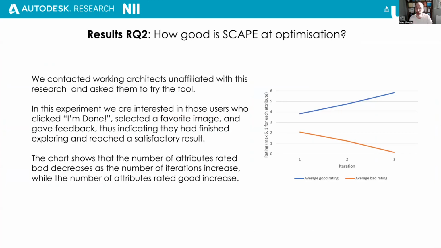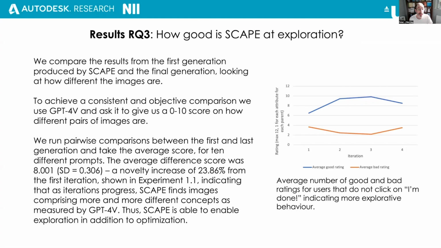So how about optimization? Can SCAPE optimize? Well, when we look at those users who went through the process and they clicked on I'm done and selected a favorite image and gave us feedback about it, showing that they arrived at something they were happy with, and we look at the average number of good ratings and the average number of bad ratings, you can see good goes up, bad goes down. What about exploration? Well, we can actually assess, again, the difference between the images as we go forward. And as we do iterate, we get an increasing amount of novelty over time.